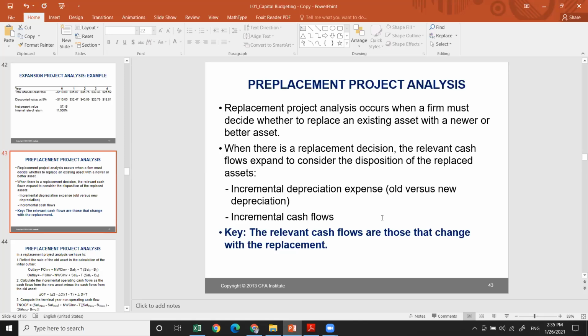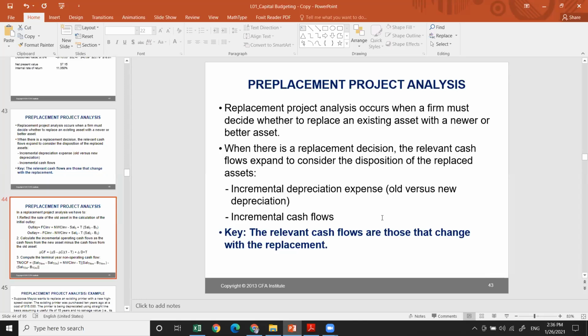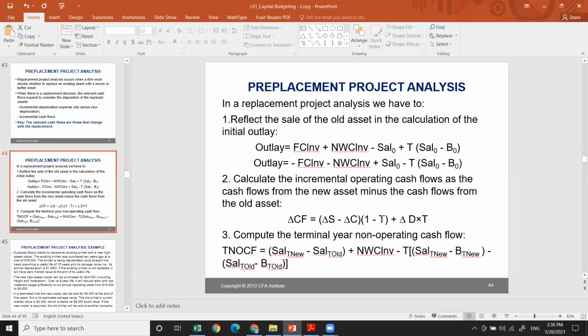So when there is a replacement decision, the relevant cash flows expand to consider the decision of the replaced asset: incremental depreciation expense, like old versus new depreciation, and incremental cash flows, the cash flows from old equipment versus new equipment. We're given some formulas that we need to consider in the projection of the cash flows.